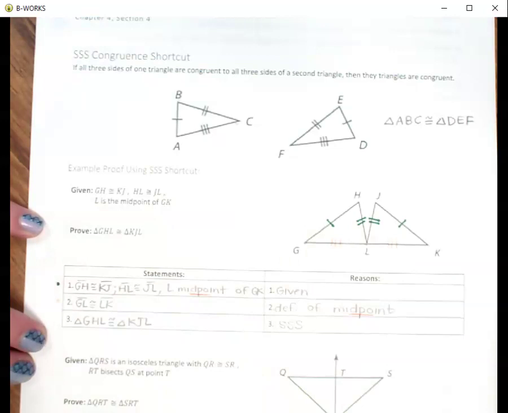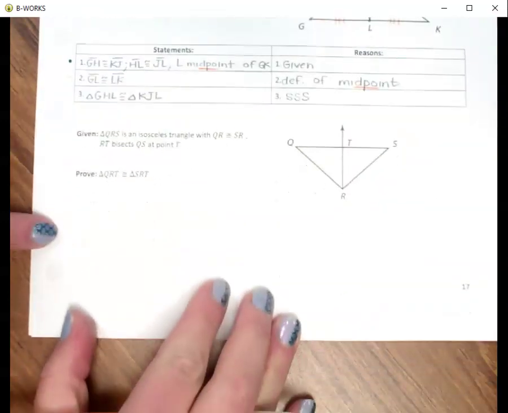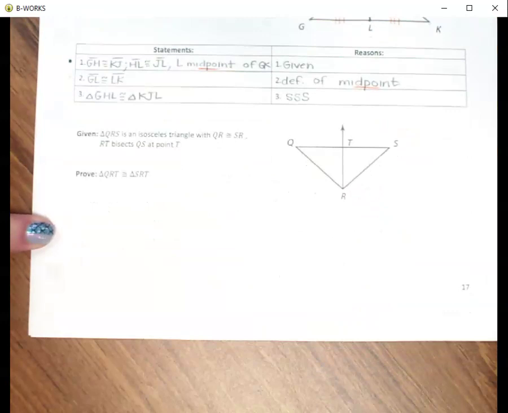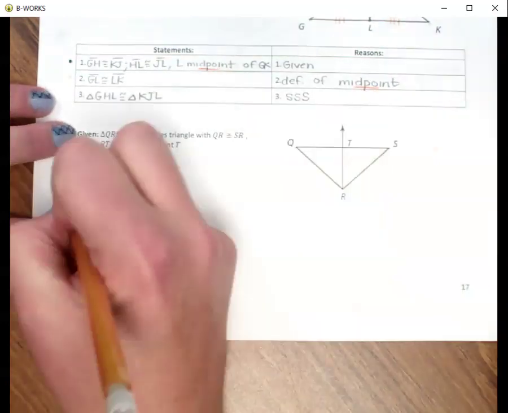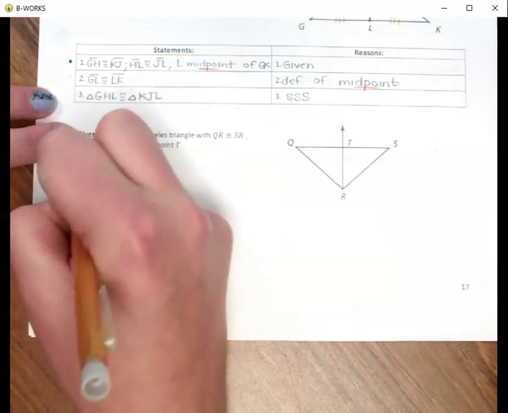Now this here's a two-column proof. We're also going to get into some flowchart proofs, which might make a little bit more sense to some people. But again, with flowchart proofs, we're still always going to start with the given.